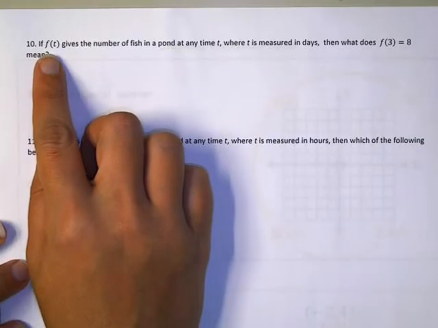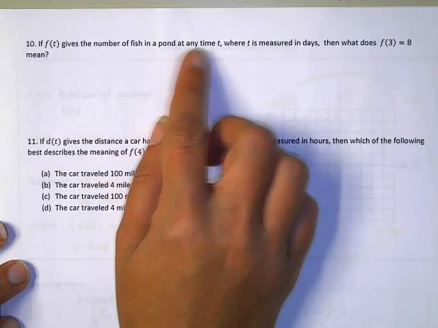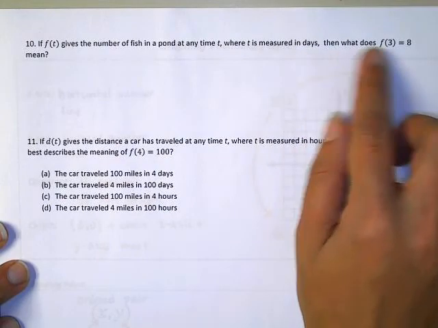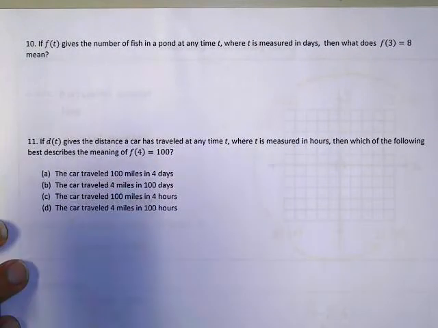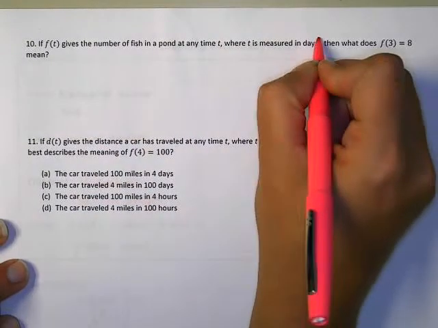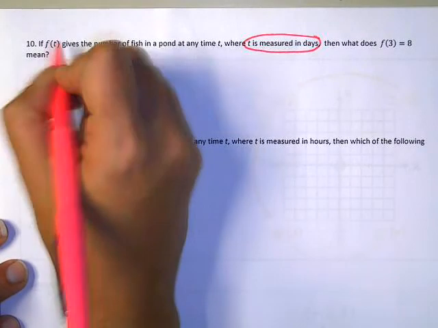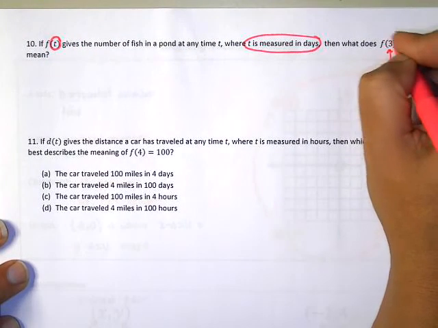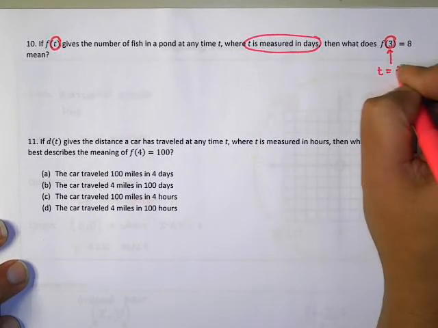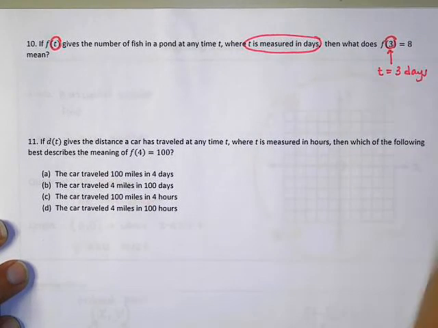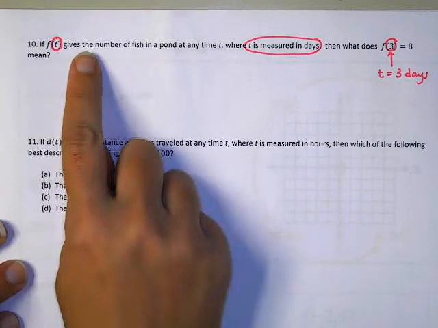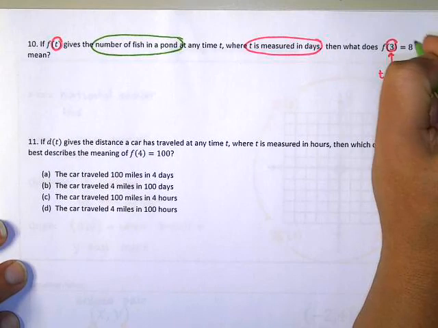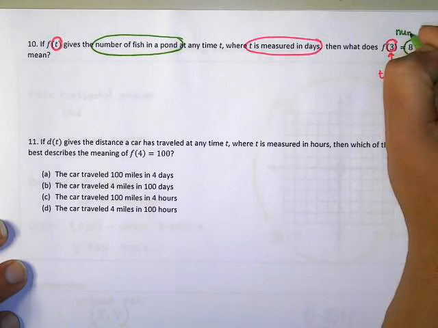If f of t gives the number of fish in a pond at any time t, where t is measured in days, then what does f of 3 equals 8 mean? It tells me in this problem that t is measured in days, and t is also whatever's inside the parentheses. So this number right here must be t, which is 3 days. Now it tells me that I'm getting the number of fish in a pond. So the output of this function is going to tell me the number of fish.